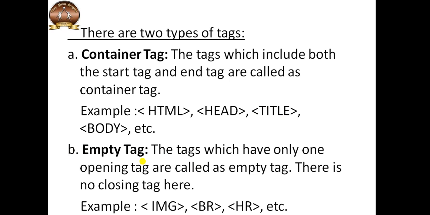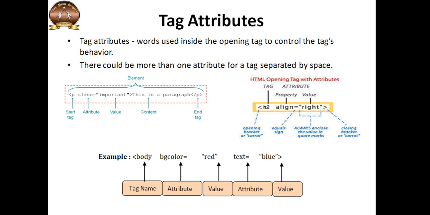The examples are the image tag, that is img, the br tag, that is the break tag, and the hr tag, that is the horizontal rule tag, which we will be learning slowly and steadily. Going ahead, let's see the tag attributes. An attribute controls the behavior of the tag. It tells how the tag should behave. These words are inside the opening tag of any tag.